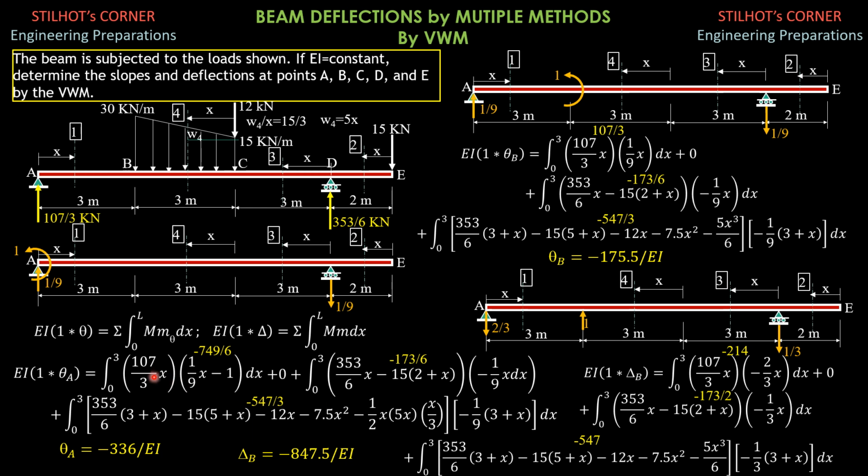So using your high-tech calculator, the first integral is negative 749 over 6. The second integral is 0, of course. Then at section 3, the integral is negative 173 over 6. Then at the last section 4, the value is negative 547 over 3. So adding negative 749 over 6 minus 173 over 6 minus 547 over 3, theta A is negative 336 over EI, just like before.